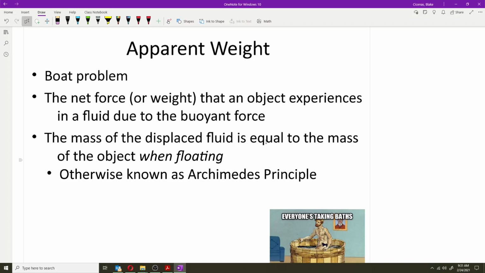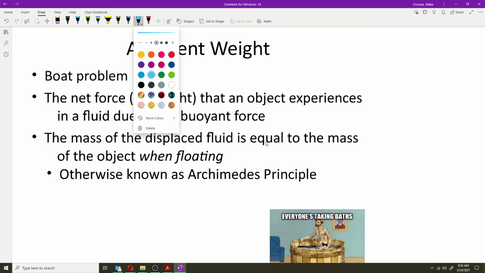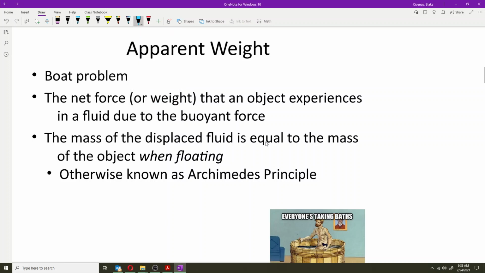Net force. Okay, so apparent weight. What is apparent weight? Basically, it's the net force or weight that an object experiences in a fluid due to buoyant force. Anytime you have a fluid, there's always going to be a buoyant force that pushes up on the object. And when that buoyant force is greater than the gravitational force, it floats. If it's not, it sinks.